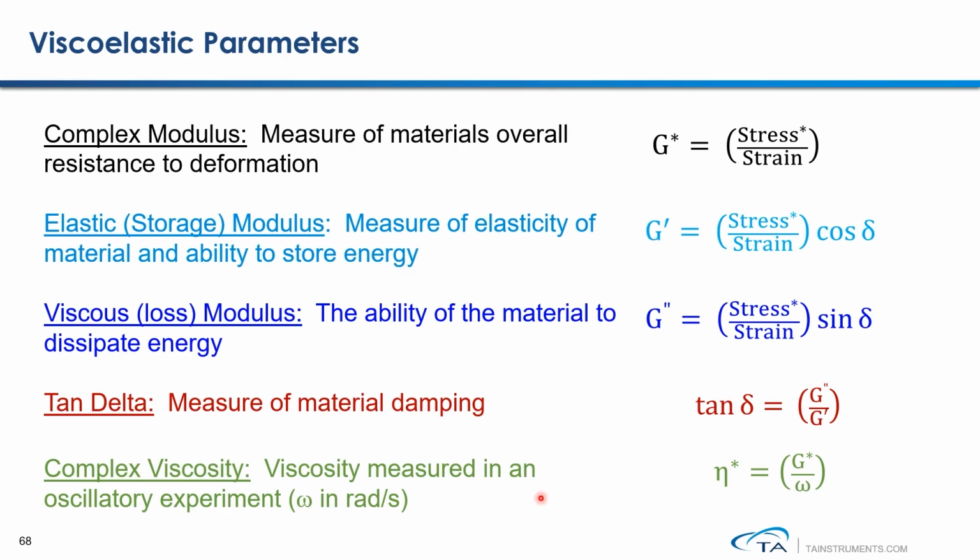Another common parameter you will see in an oscillatory test is called complex viscosity. Complex viscosity is defined as the sample's complex modulus divided by the measurement frequency. This viscosity may or may not equal your sample's shear viscosity. When testing a sample that is viscoelastic, especially if your material is more elastic than viscous, then the measured complex viscosity will not equal the shear viscosity that is measured under flow mode.